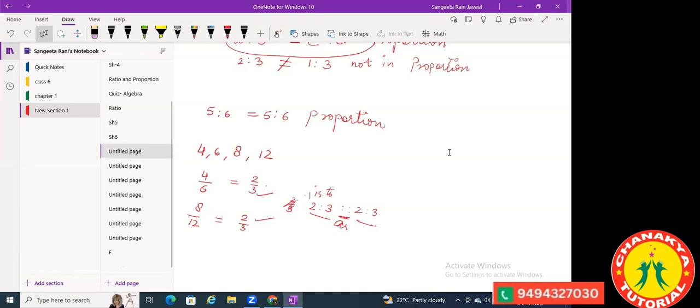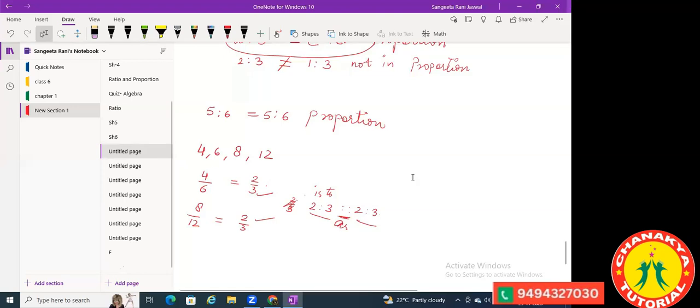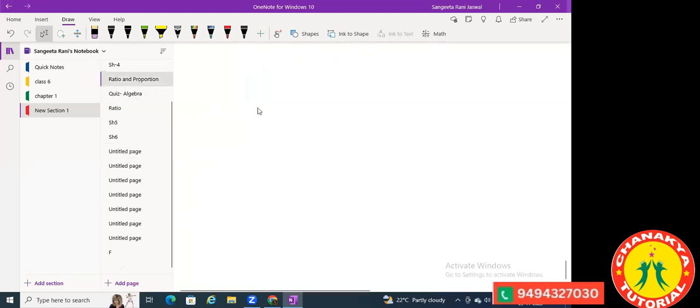When two ratios are equal, we say that they are in proportion. And when those two ratios are not equal, we say they are not in proportion. Okay? Got it? We'll do some more sums. It will be more clear to you.